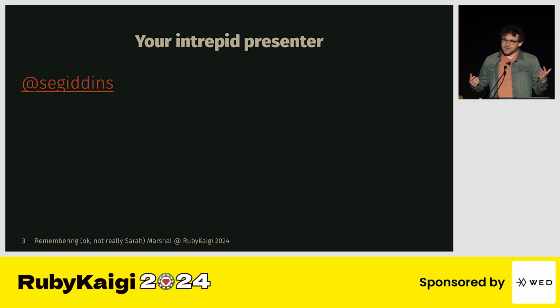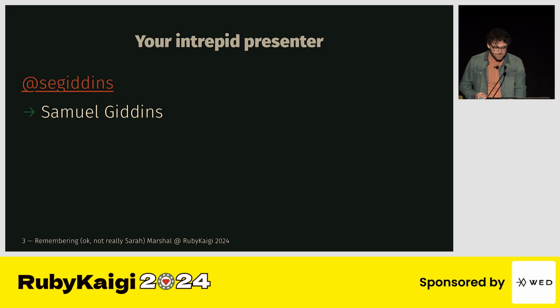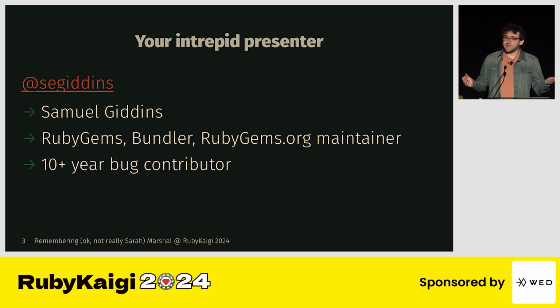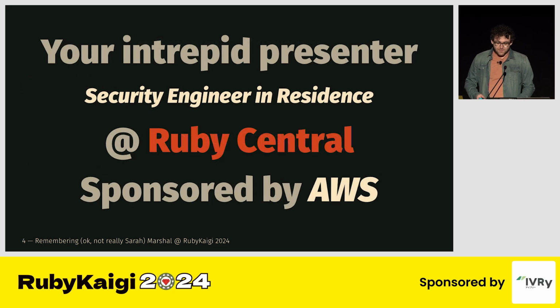A little bit about me. I am at SE Giddins pretty much everywhere on the internet. My name's Samuel. I'm a maintainer of Ruby Gems and Bundler and rubygems.org, and I've been contributing bugs for over a decade at this point. In my day job, I'm the security engineer in residence at Ruby Central, sponsored by AWS, focusing on the security of the Ruby and Ruby Gems ecosystem. But that's not entirely what we're going to be talking about today.